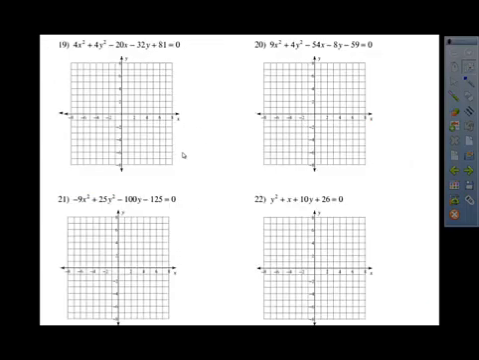Okay, so what I want you guys to do right now is, on a piece of paper, try these four questions. See if you can figure out what they are. You can pause the video or whatever, but question numbers 19, 20, 21, 22. Classify the conic section. That's how the directions are going to be.